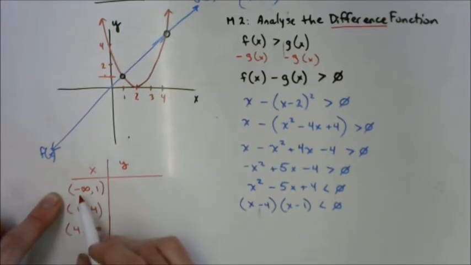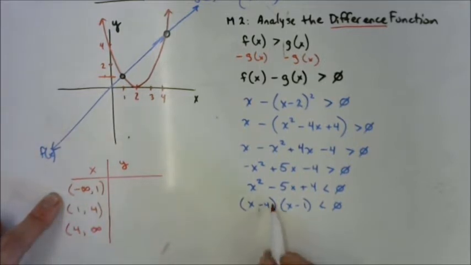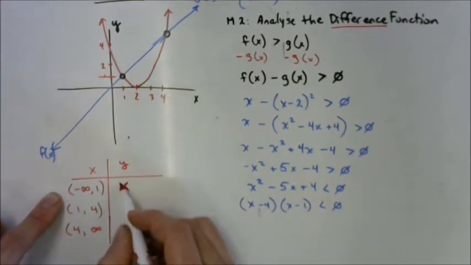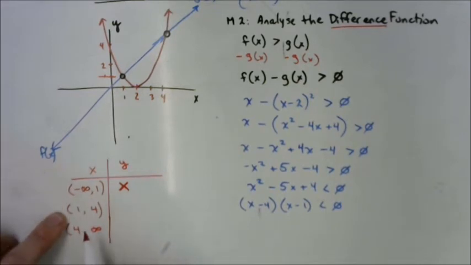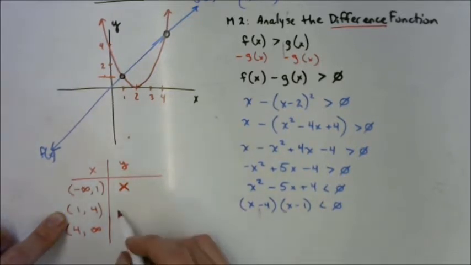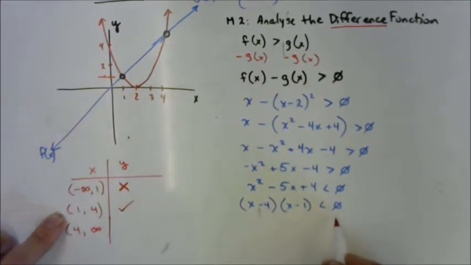So if I pick any number between negative infinity and 1, I'll pick 0. It's really easy. That means this bracket becomes negative 4 times negative 1, which is a positive number, so that does not work. The interval from 1 to 4, let's choose the number 2. 2 minus 4 is a negative number. 2 minus 1 is a positive number. Negative times a positive is negative. That's good. It's less than 0.